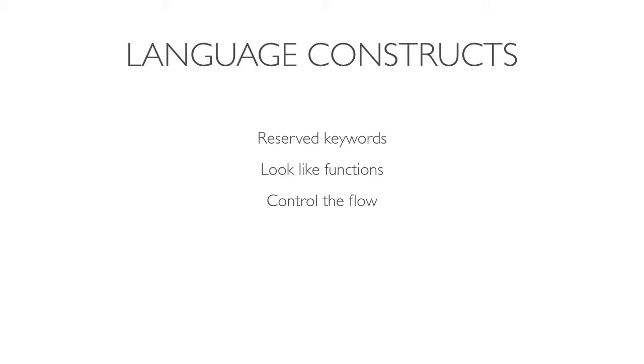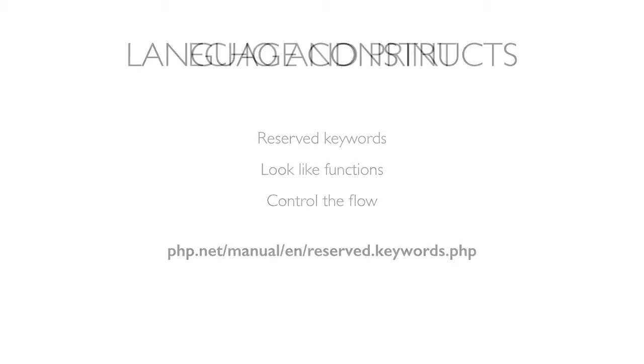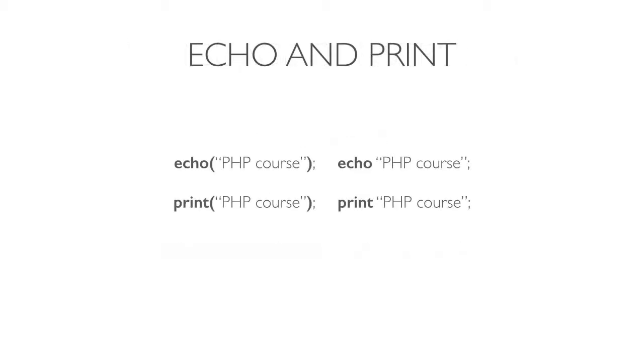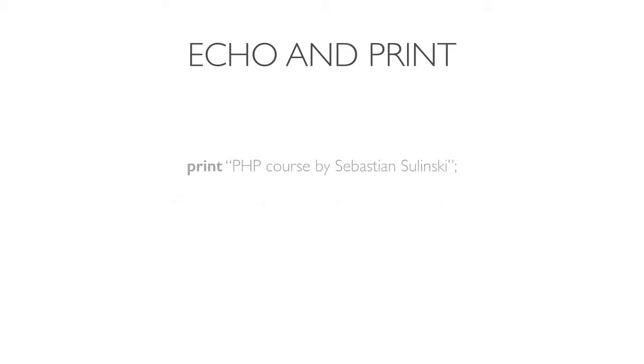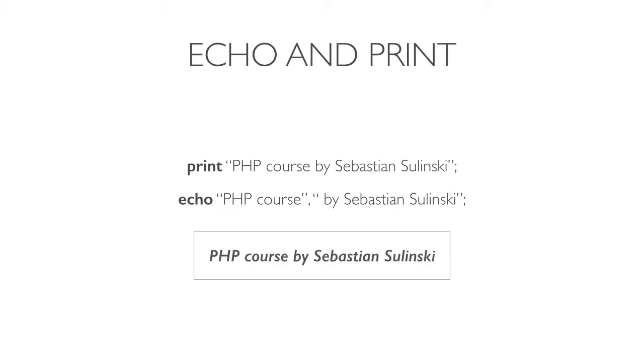You can see the whole list of the reserved keywords by going to php.net/manual/en/reserved.keywords.php. Most language constructs can be called with or without the brackets. While print only takes one argument, echo can accept multiple arguments separated by comma, and when used this way, echo must be used without the brackets. The output for both of these statements would be the same.